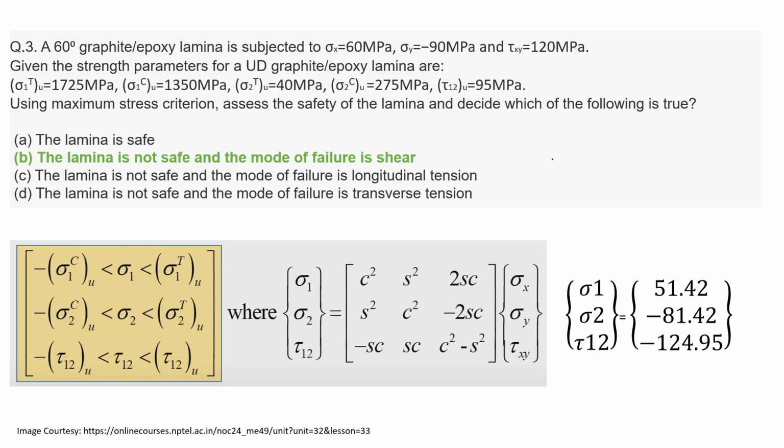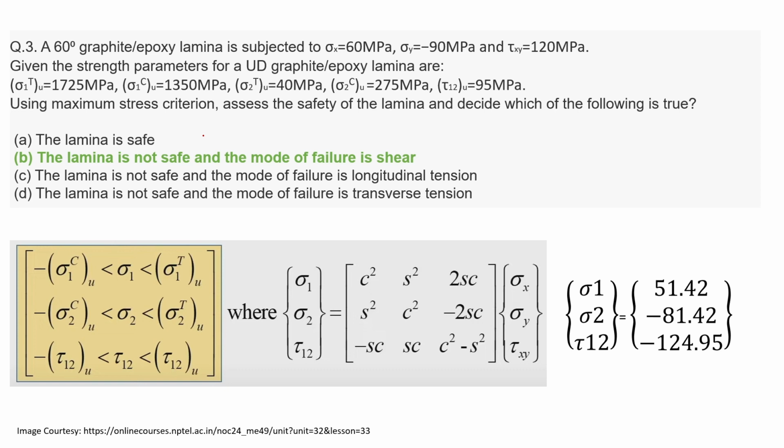Given the strength parameters for a UD graphite epoxy lamina are, the ultimate values of longitudinal and transverse stresses, tensile and compressive, are given. We have to use the maximum stress criteria and assess the safety of the lamina and decide which of the following is true. The options are A, the lamina is safe. Option B, the lamina is not safe and the mode of failure is shear. Option C, the lamina is not safe and the mode of failure is longitudinal tension. Or option D, the lamina is not safe and the mode of failure is transverse tension.